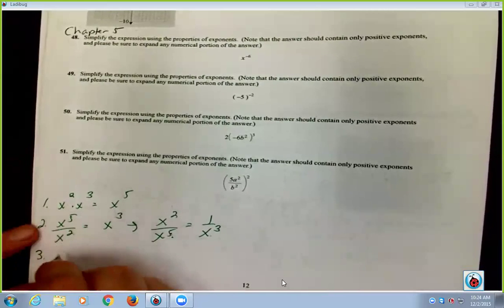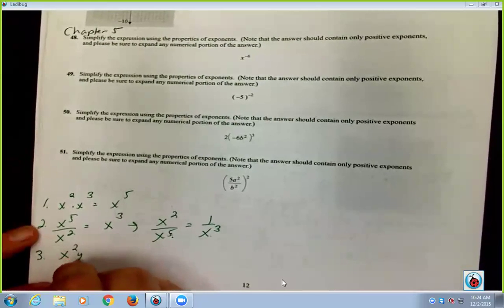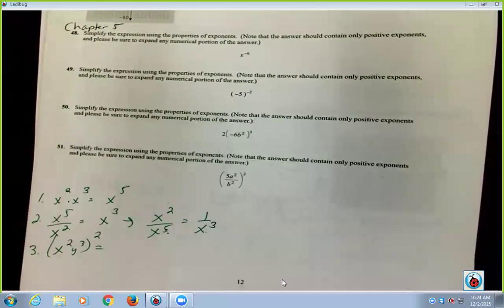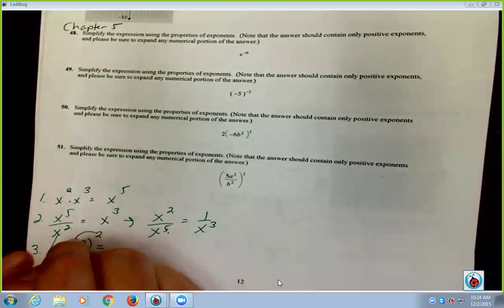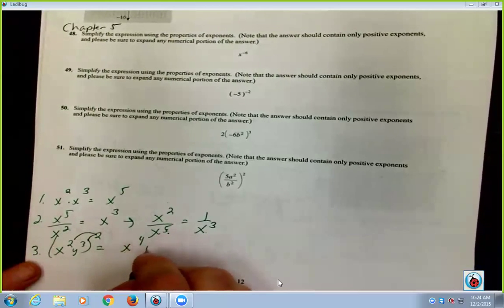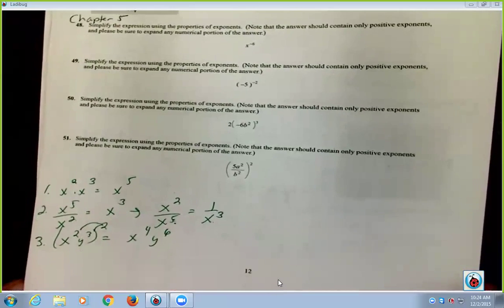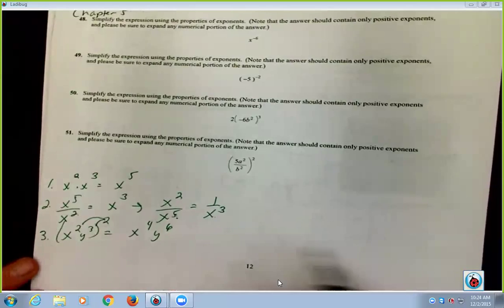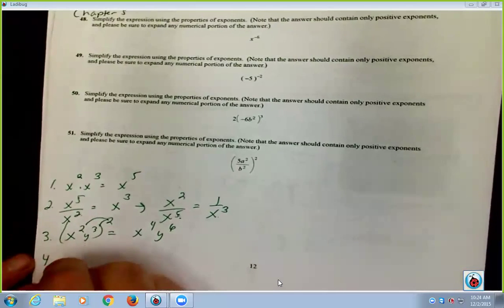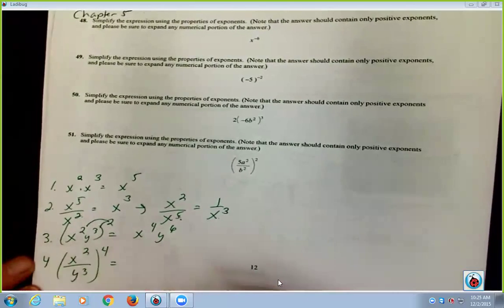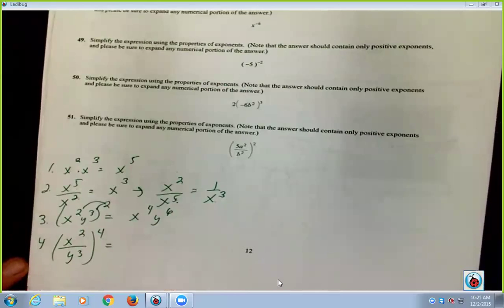Another rule was x to the 2nd, y to the 3rd raised to the 2nd power. What do I do with that one? Multiply. Yep, everything gets a 2. So I have x to the 4th, y to the 6th with that one. Okay, so they multiply, and so that's where they go. And if you had x to the 2nd over y to the 3rd raised to the 4th, what happens to that one?